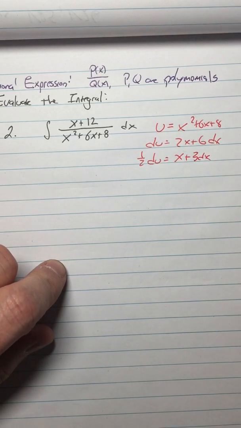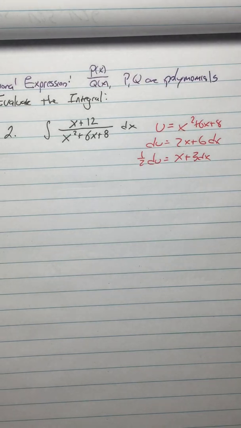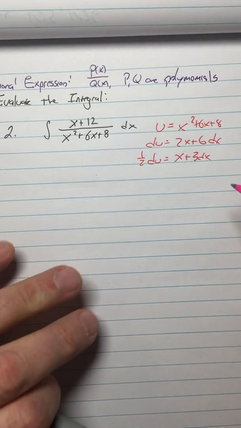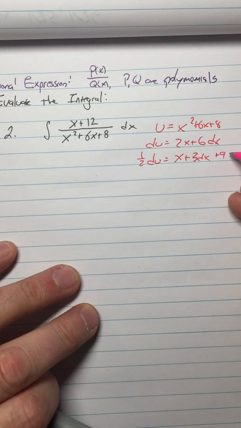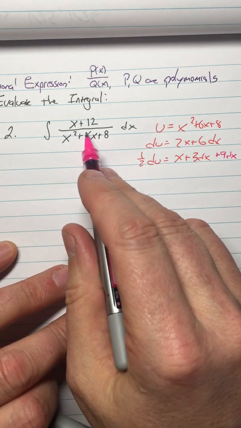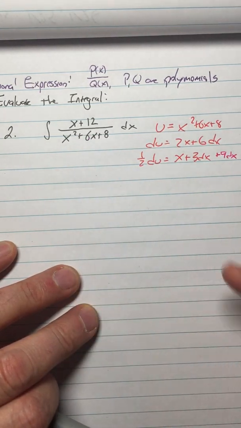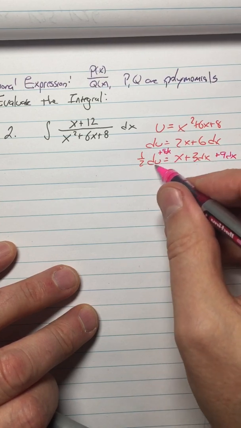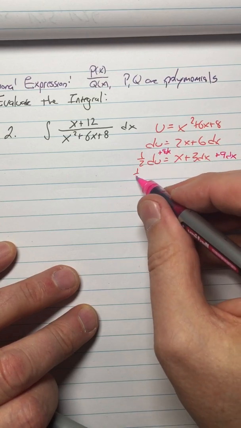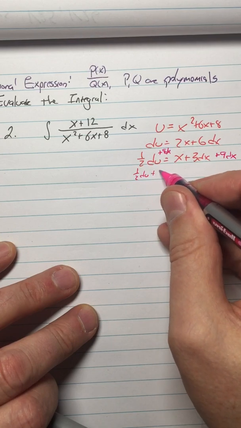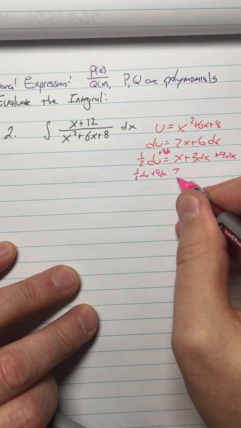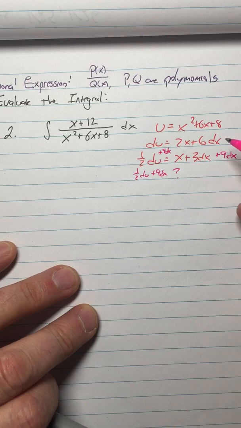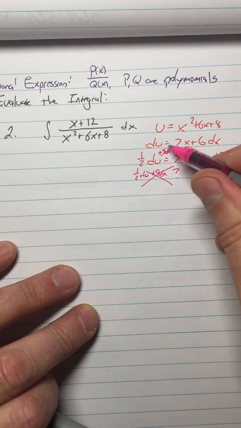What I can't do is something like, what if I do plus 9 dx over here so that I could get the plus 12 over there? Can I do that, like plus 9 dx on either side? No, because then I have dx and du in the same expression. What am I going to do with 1/2 du plus 9 dx? Huh? All right, so basically, this does not work.